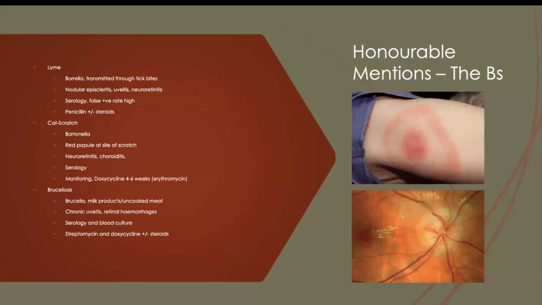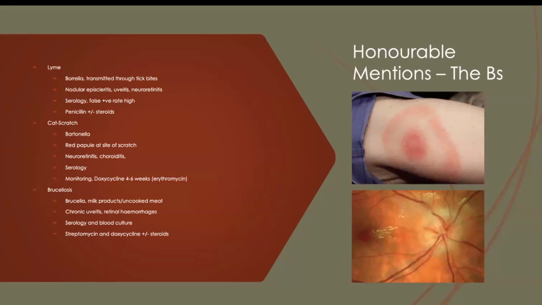And just some honorable mentions of other causes of bacterial uveitis. So these are just think of the bees. So you've got Borrelia, sorry, Bartonella and Brucella, and these are all different microorganisms, specifically bacteria, that can give you this posterior uveitis. So with Lyme disease, you can get an episcleritis and neuroretinitis. Again, you'll be treating that with penicillin.